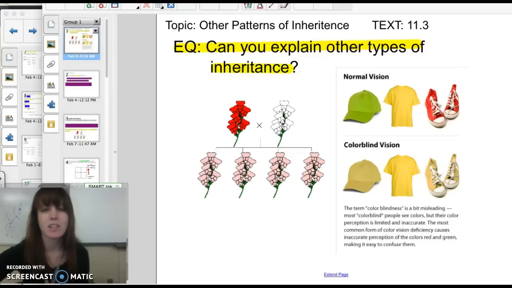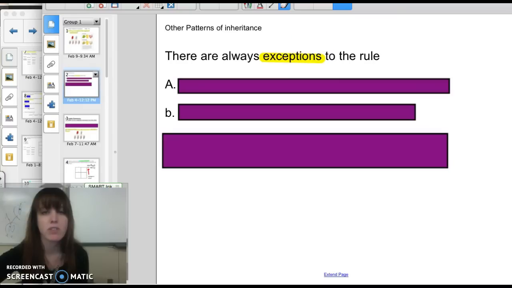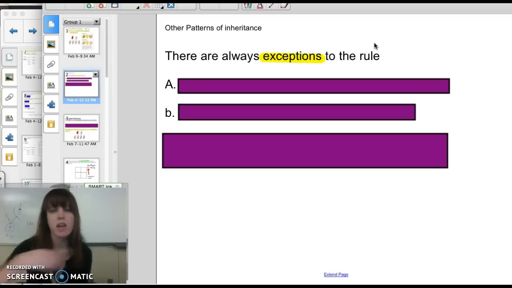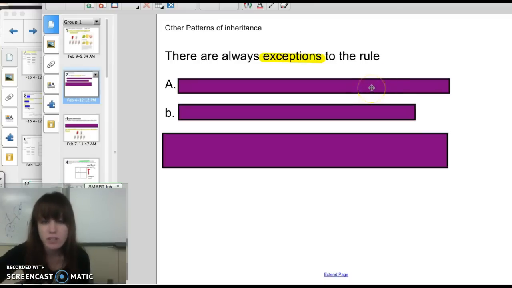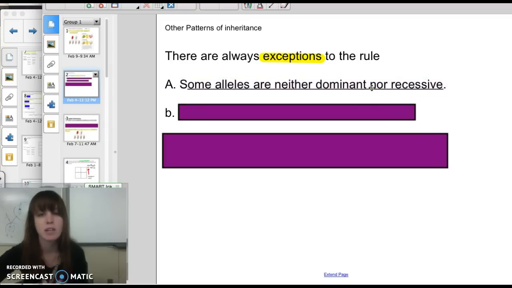All right, good evening. Tonight's video notes come from chapter 11.3 in our text, and it is about other types of inheritance. So lately we've been working with very simple Mendelian genetics, dominant versus recessive, and we've also noticed that there's only one allele that represents a trait. So for instance, we choose that allele with a letter to represent it. However, there's exceptions. We know more about genetics now, and things are a little bit more complicated.